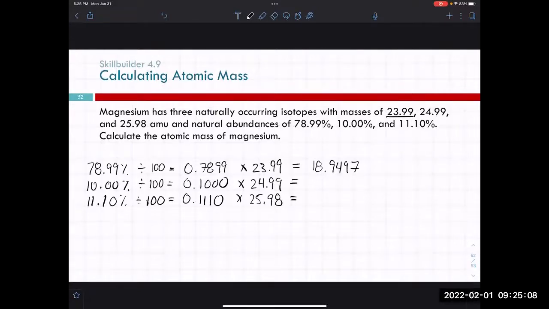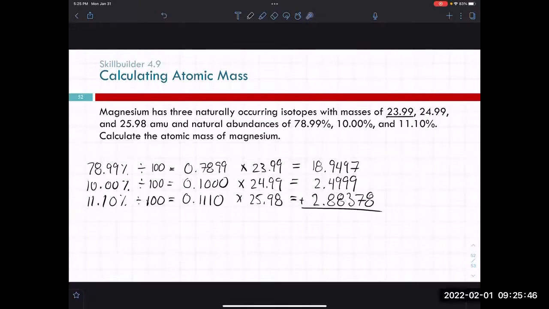The next one will be 0.1 times 24.99. So we'll get 2.4999. That one's exact. And then we'll get 0.111 times 25.98. And that'll be 2.88378. And then we just add those together.